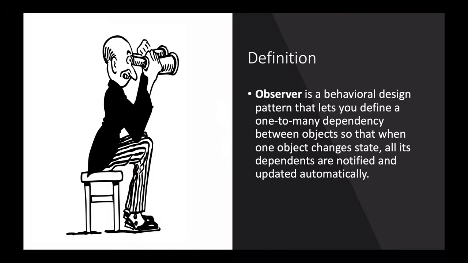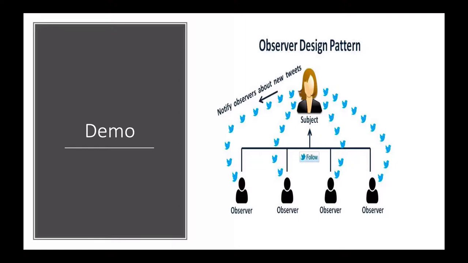The second part of the definition says that when one object changes state, all its dependents are notified and updated automatically. So here in this diagram, if the subject modifies its state, all its observers are going to observe that modified state and update themselves automatically whenever the subject changes its state. So this is the essence behind this observer design pattern. The observer is notified by the subject that there is a change in the state, and the observer can take necessary actions according to this.